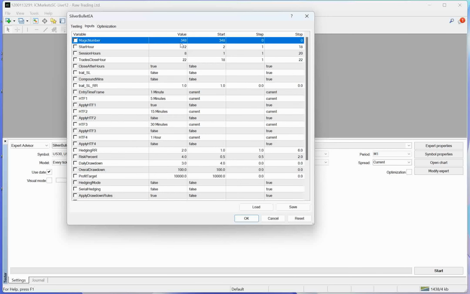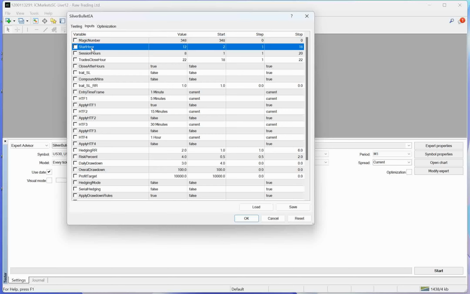The first one is magic number. Magic number is sort of like a name tag or an identifying ID for the EA. This one is only important if you are running multiple instances of the EA, so you just need to make it different. You can make it any number from 0 to I think about a billion. I'll have to check. But just make it a unique number, especially if you are running it on the same symbol at different times and you don't want them to interfere.